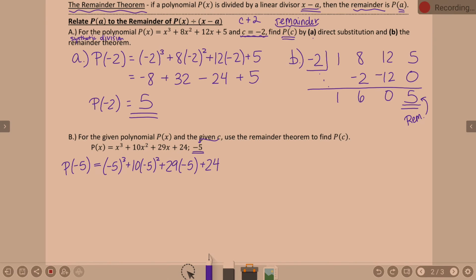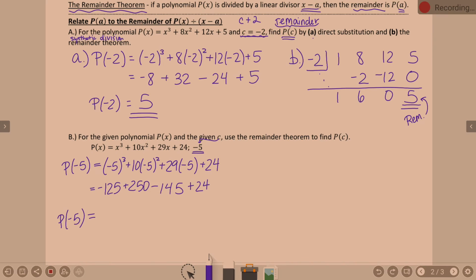This is part of the reason I'm not a huge fan of this one. I'm going to have to pick up a calculator most likely. Synthetic division I can usually get away without the calculator. But to each their own, right? What is negative 5 to the third? Negative 125. Negative 5 squared is 25 times the 10 makes it 250. 29 times negative 5? Negative 145. And then plus 24. I'm not saying I can't do this in my head, but it's not as easy.